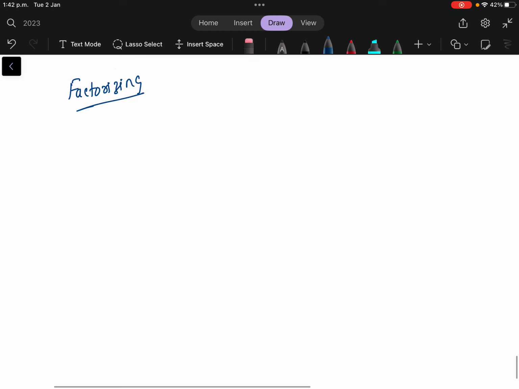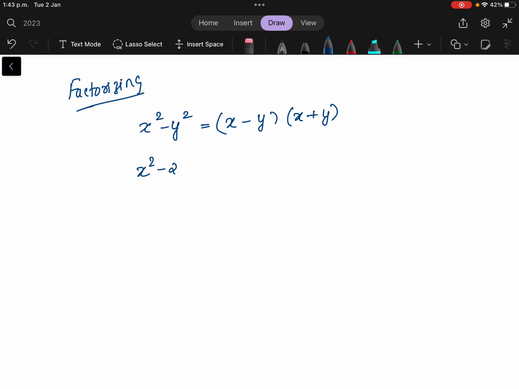So factorizing means splitting it into different subsequent brackets. So if you have two numbers, you can just split it. In that, one important thing is difference of two squares. So if you have x square minus y square, you can write it as x minus y and x plus y. For example, if you have x square minus 25, you can write this as x square minus 5 square, and that is equal to x minus 5, x plus 5.